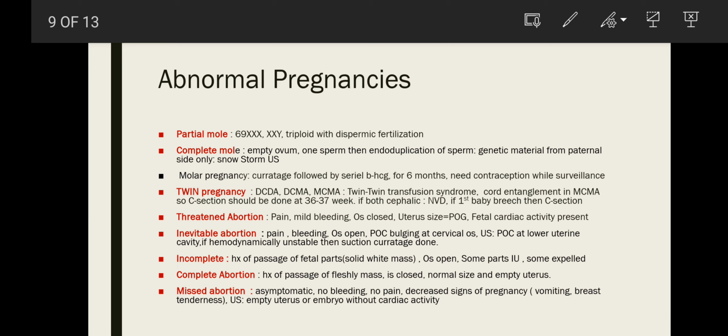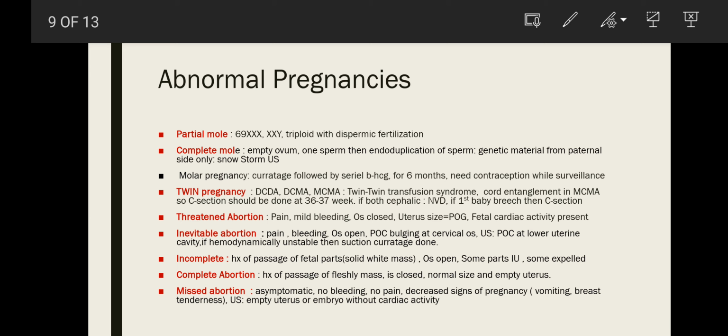In inevitable abortion, there is pain and bleeding, but os is open and products of conception are bulging at the cervical os. On ultrasound, a non-viable intrauterine gestational sac in the lower uterine cavity is present. If the patient is hemodynamically unstable, then we do curettage in case of inevitable abortion. Otherwise, if fetal cardiac activity is not present, this will ultimately lead to abortion, in any case loss of the fetus.